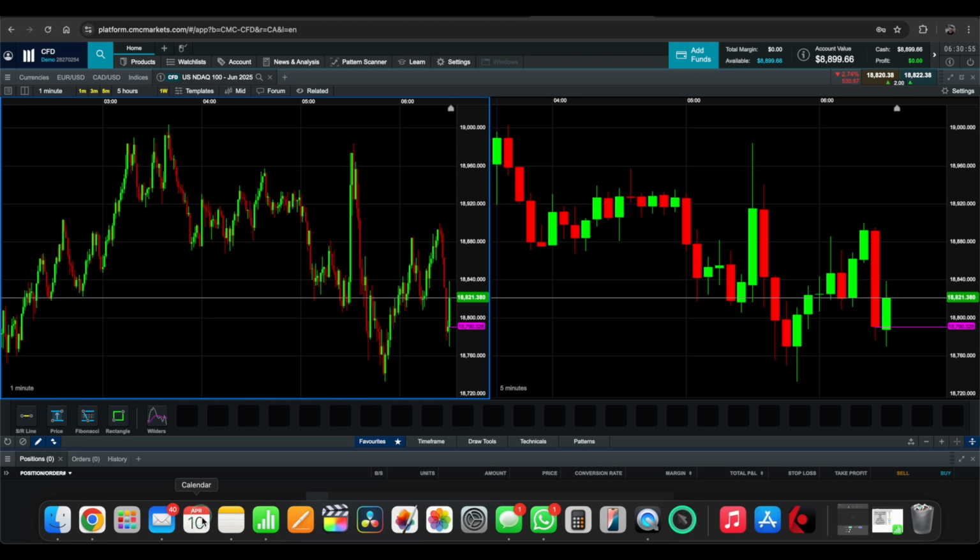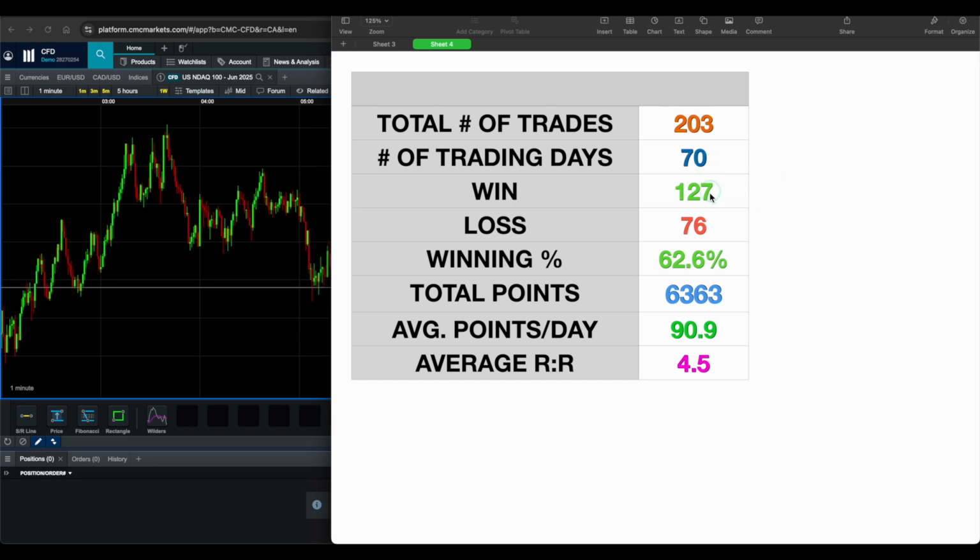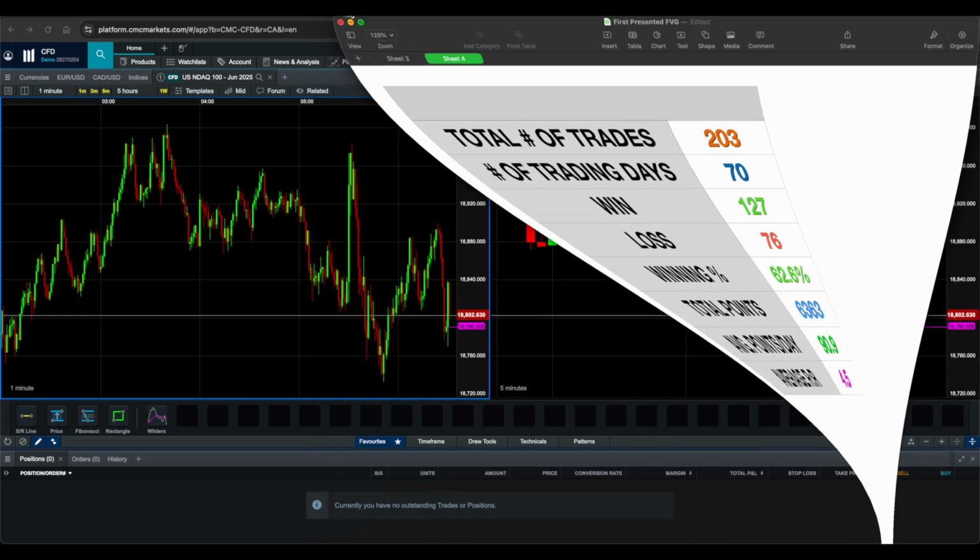Our strategy so far has 203 trades over 70 trading days with 127 wins, 76 losses, 62.6% win-loss ratio, total accumulated points of 63, an average of 90.9 points per day, and an average RR of 4.5.